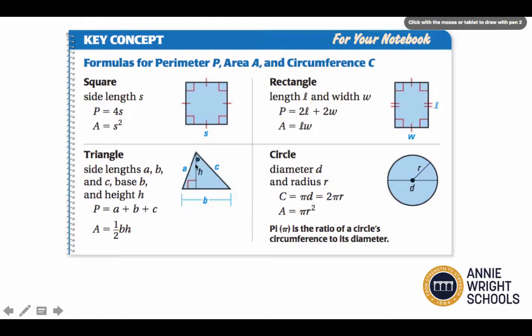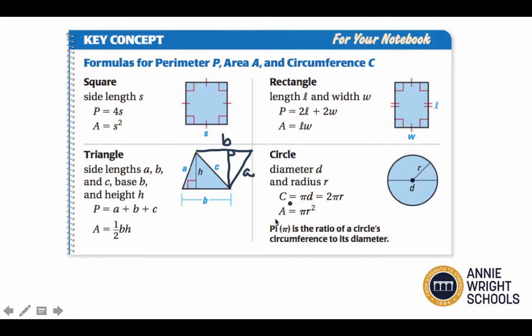And what's interesting about half the base times the height is if I could draw the exact same triangle here but upside down, where this is A and this is B, you can see it has the same height, and you can start to see this quadrilateral shape that would have a base B and a height H, and the entire area would be base times height, so half the area is that triangle.